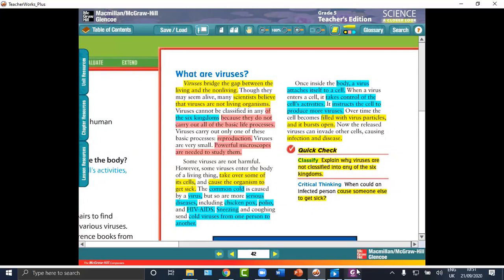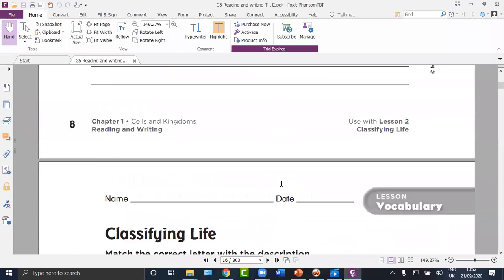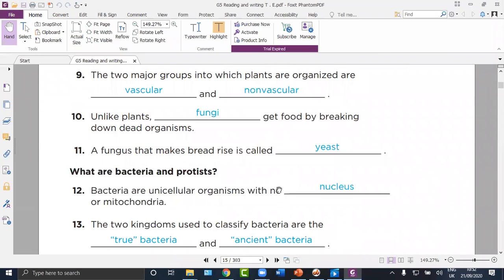Now, kindly open your workbook, page 8. Number 9, I'll choose Yusuf Tamer. Yusuf: The two major groups into which plants are organized are vascular and non-vascular. Excellent. Like plants, fungi get food by breaking down dead organisms. A fungus that makes bread rise is called... Okay, thank you, Yusuf. You did well.